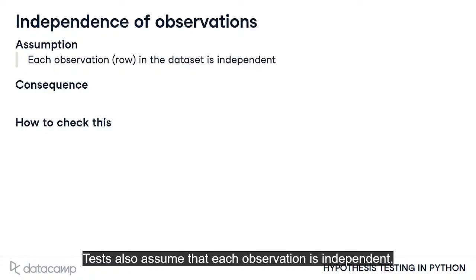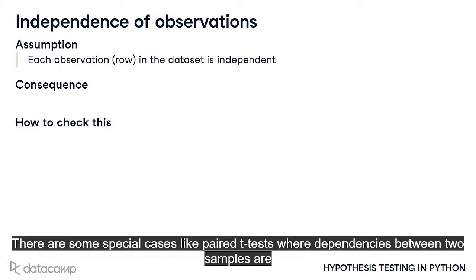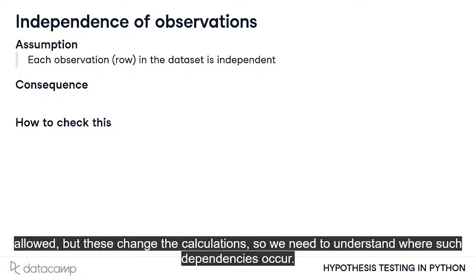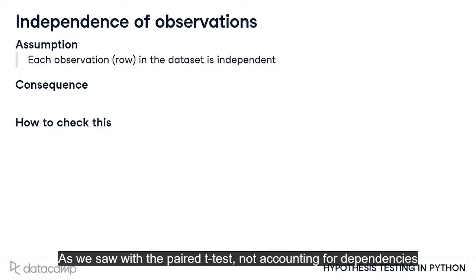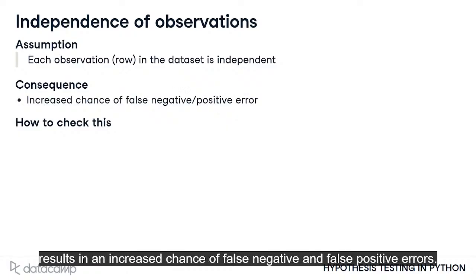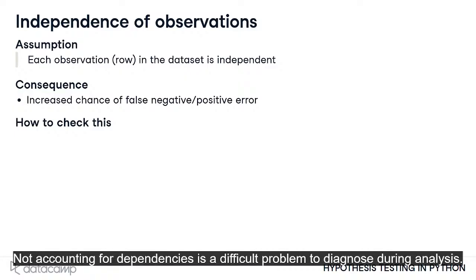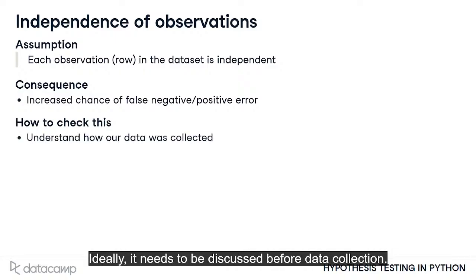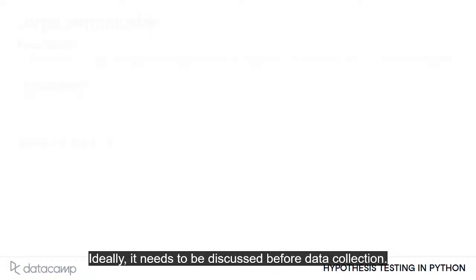Tests also assume that each observation is independent. There are some special cases, like paired t-tests, where dependencies between two samples are allowed, but these change the calculations, so we need to understand where such dependencies occur. As we saw with the paired t-test, not accounting for dependencies results in an increased chance of false negative and false positive errors. Not accounting for dependencies is a difficult problem to diagnose during analysis. Ideally, it needs to be discussed before data collection.